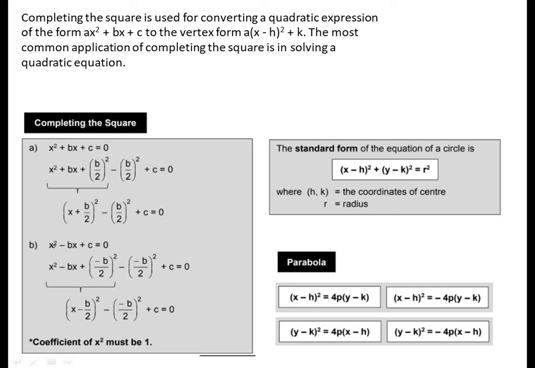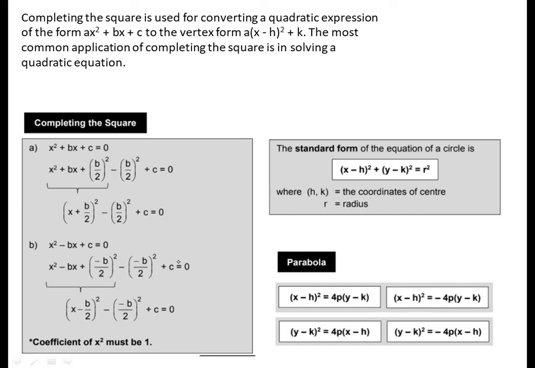Okay, if we have x squared minus bx plus c equals 0 as our quadratic equation, to do completing the square, first step, we can add negative b over 2 square and minus negative b over 2 square into our equation. And then for the second step, we take x from the x square and then we take the value from negative b over 2 square. It becomes like this, x minus b over 2 square.